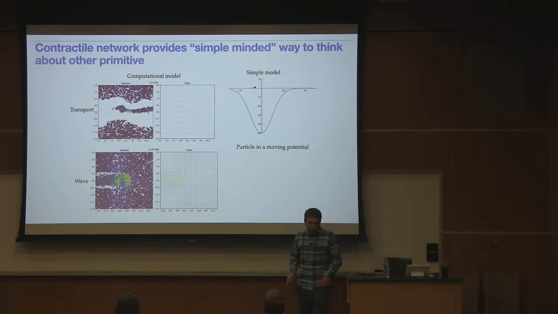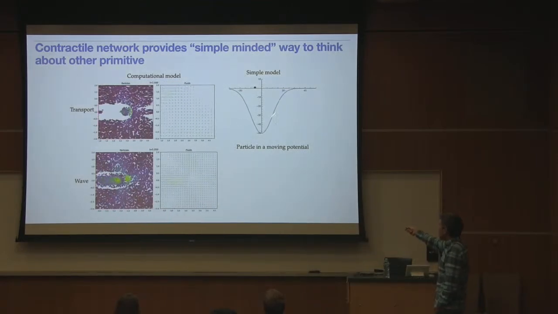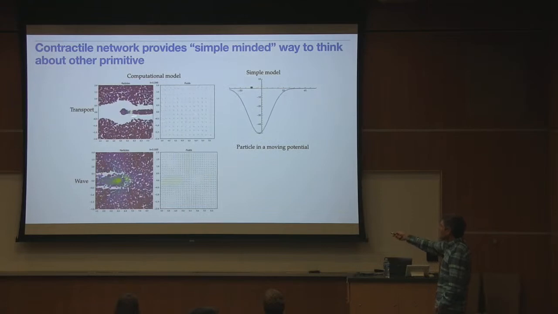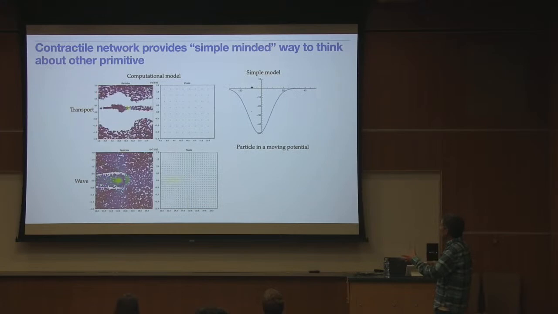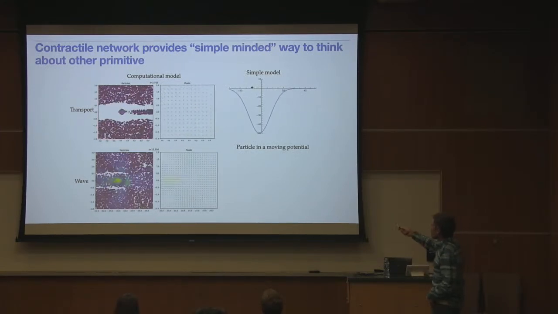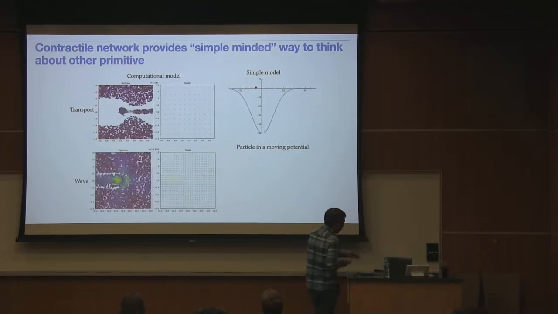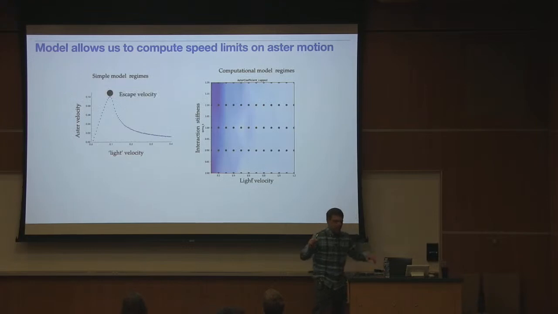And the mental model you can think of is the aster is kind of riding along in a potential well that's being generated by our light excitation. So the aster's here, there's a potential well pulling it in, and then if this potential well moves too fast, the particle falls out and can no longer get pulled. And so using that simple model, we've been able to compute an escape velocity for the aster.